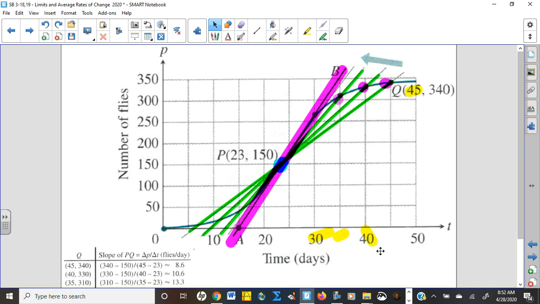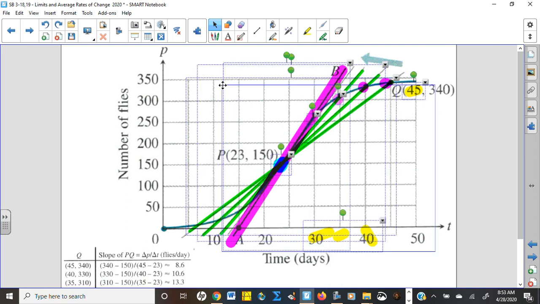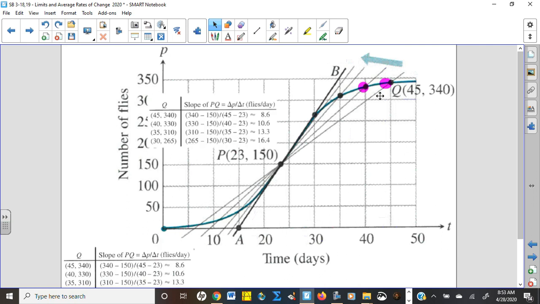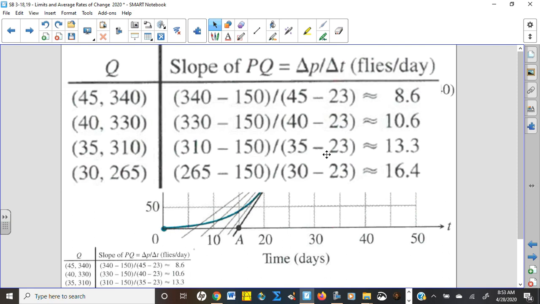And so a couple problems tonight. You'll be given a graph like this, like I said, and they'll start you at a distance from the point in question. And then they're going to ask you to find a number of secant slopes, I think 4 per problem. So you'll find it at 45. You'll find the slope at 40. You'll find the slope at 35.